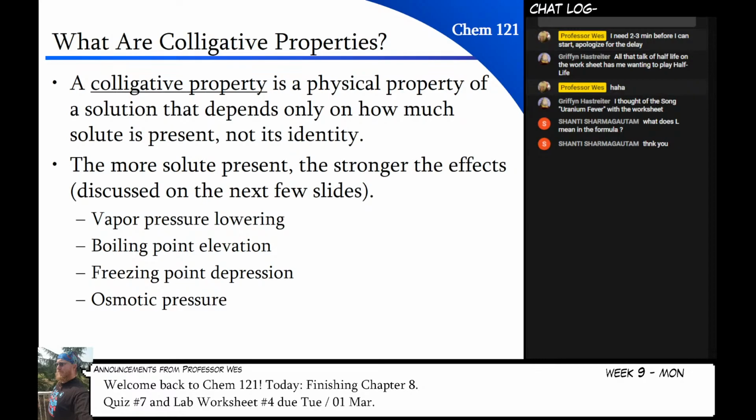Now, the more solute you put into your solution, i.e. the more concentrated it is, the stronger these effects will be. And these effects are all listed at the bottom here. The 4 effects that we're going to consider are vapor pressure lowering, boiling point elevation, freezing point depression, and osmotic pressure. In other words, if I have a higher concentration, these effects are exaggerated. So the vapor pressure would be even lower, or the boiling point would be even higher, or the freezing point would be even lower, and so on.